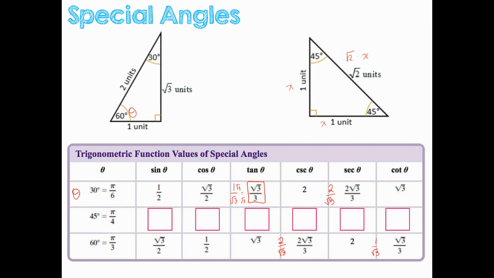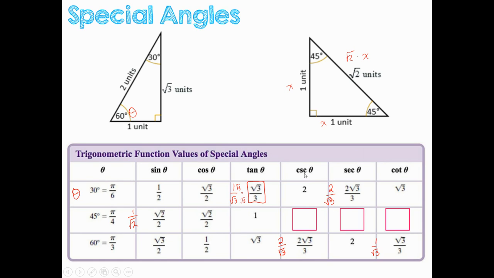So let's take a look at 45 degrees or pi over 4 radians. If we take a look at our sine, we'll get 1 over root 2, which we know we cannot leave. So we're then going to get root 2 over 2. And since it's an isosceles triangle, it'll be the same answer for cosine. And then tangent is pretty easy because we'll get 1 over 1, which is 1.